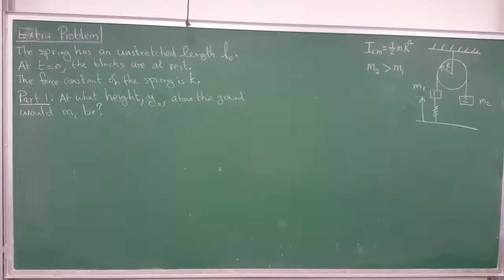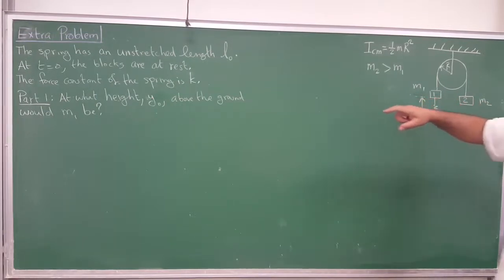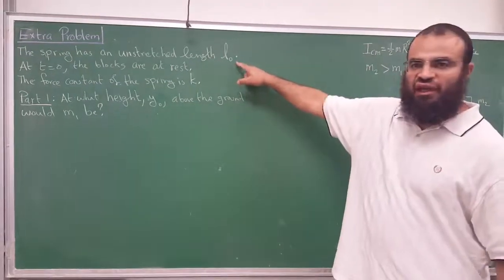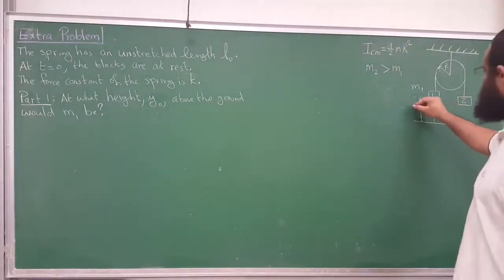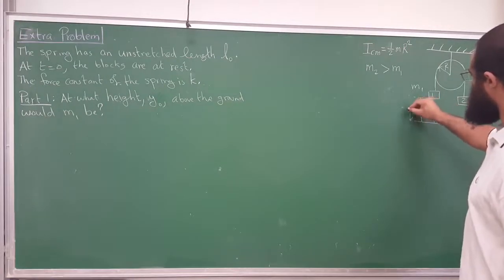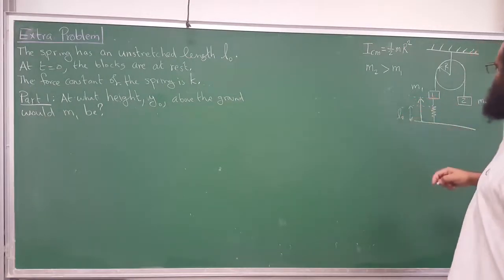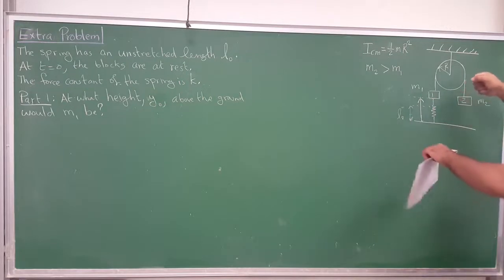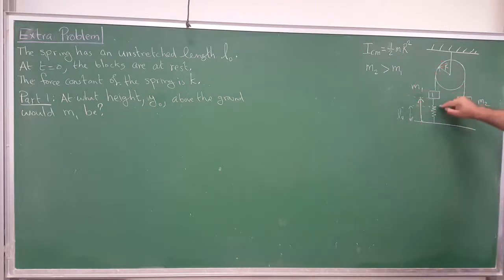So this next video is devoted to the extra problem, where you have this situation. You have an ideal spring, ideal rope, ideal pulley, no frictions anywhere. Mass 2 is larger than mass 1. The spring has an unstretched length L2. So this will be L2 here. This is L2 if it's unstretched. But this mass is heavier, so it tries to pull this mass up, so the spring stretches a little bit.